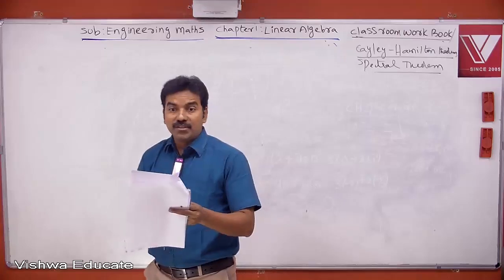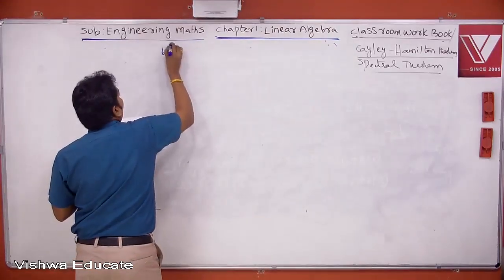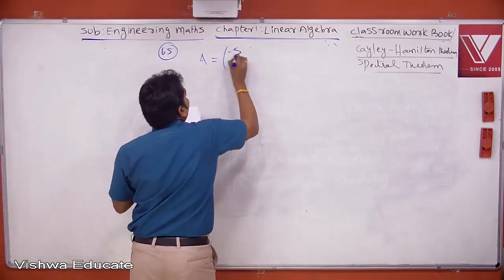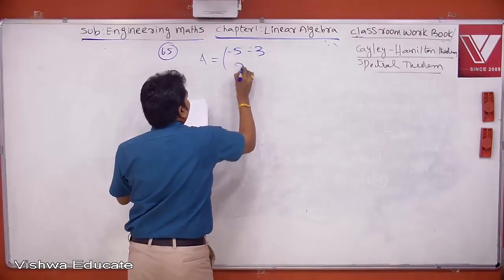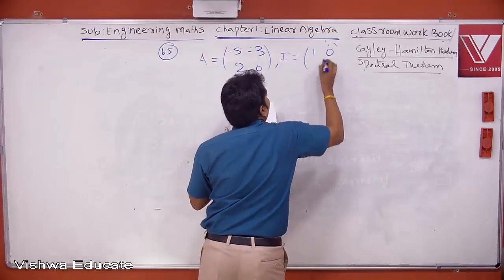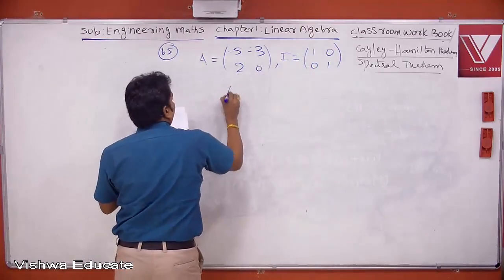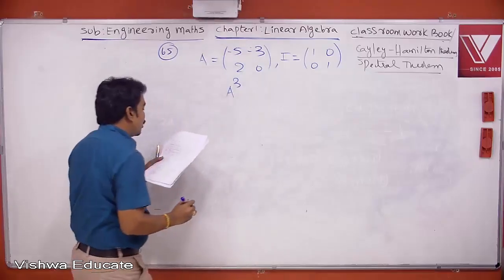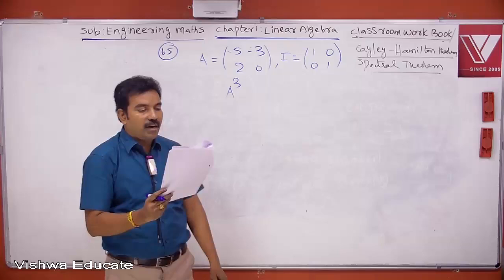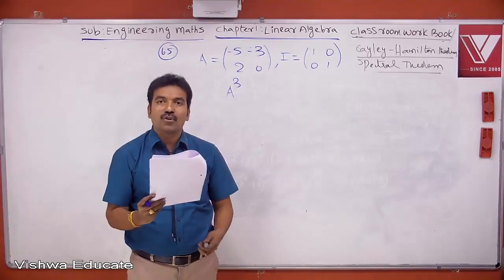Now let us move to question number 65. Given that A equal to minus 5 minus 3, 2 0, I equal to 1 0 0 1. Then they were asking the expression for A cube in terms of A. So A is 2 by 2 matrix, I is 2 by 2 identity matrix. They asked A cube. When you look at options, everything is in terms of A.